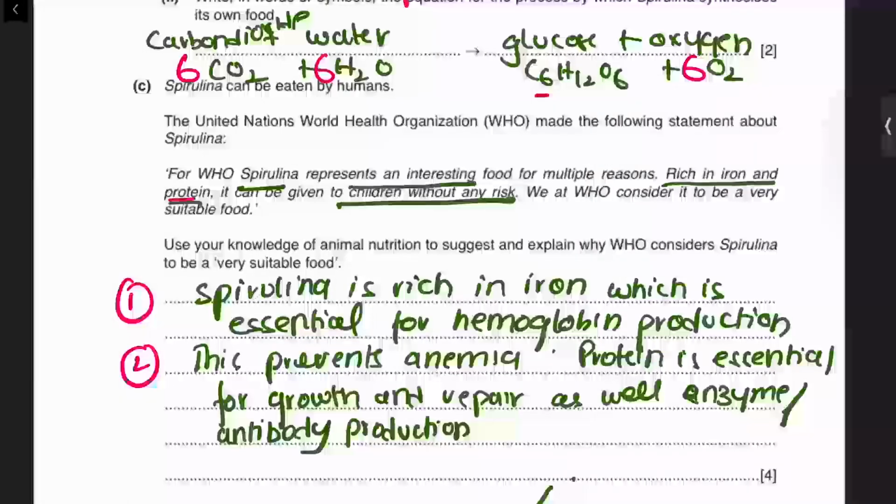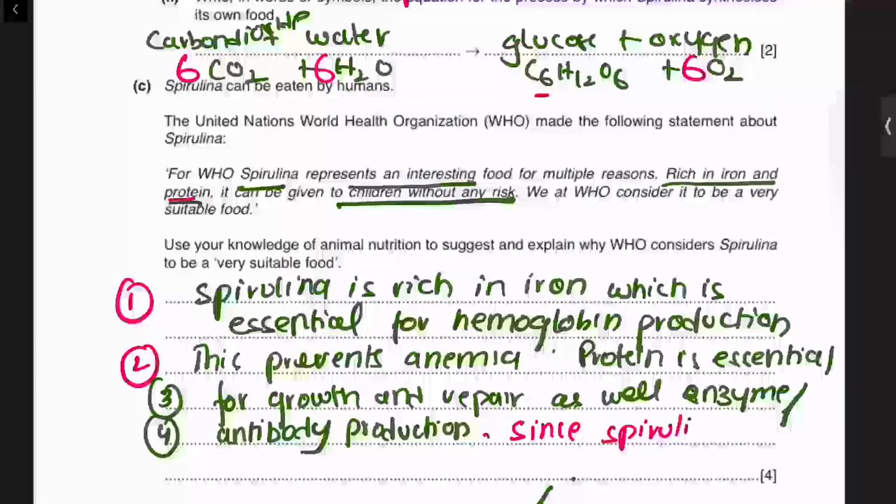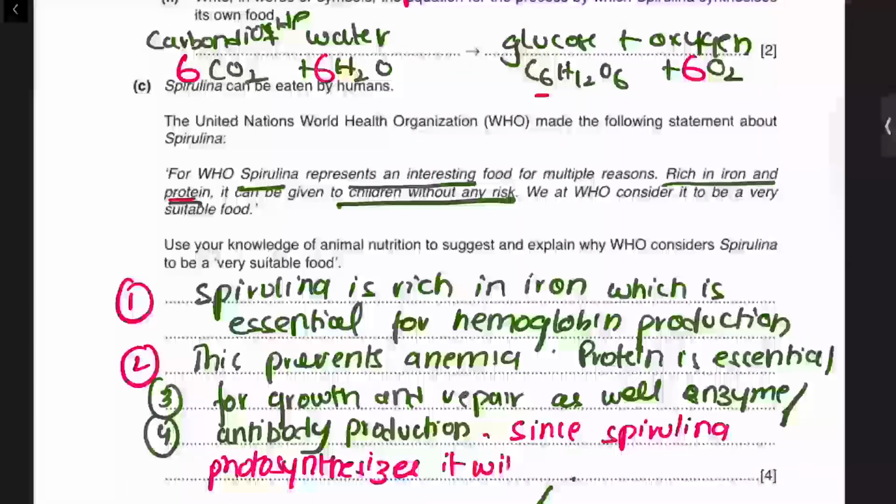Protein is essential for growth and repair is the 3rd mark. 4th mark is as well as enzyme and antibody production. So you can also say that since spirulina photosynthesizes, photosynthesis produces glucose. Glucose can be used to form basically starch or whatever, right?